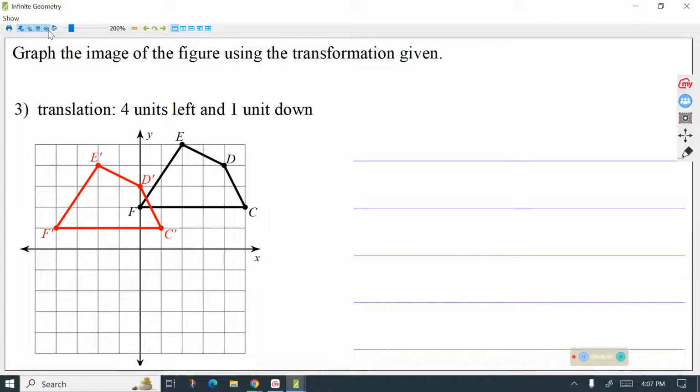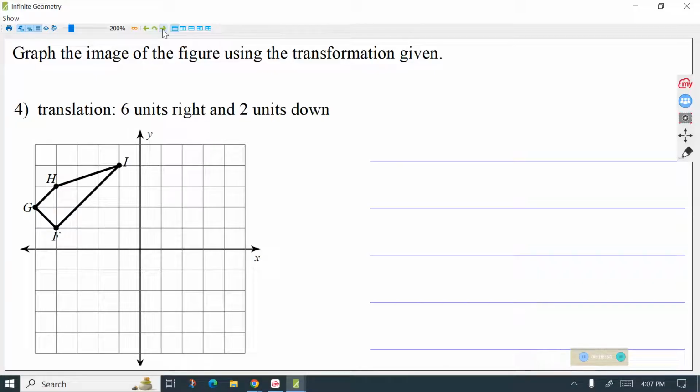For number 4, you should consider how to do this problem. Try to move it, pause the video, and at least get a wrong answer so that we can fix it together when I give the answer right now. I hope you did it. I'm revealing the answer, and the answer should look like this. Notice that F, for instance, is going to move 6 to the right and then 2 units down, and then we call it F prime. And likewise for G, H, and I.